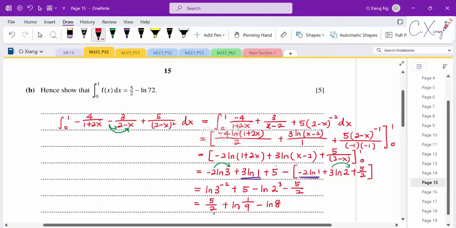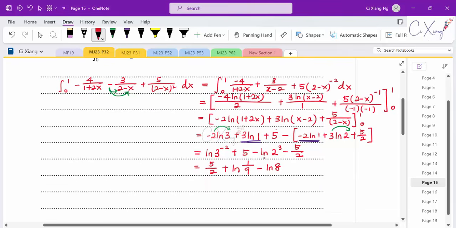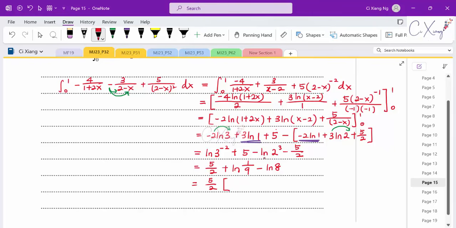If you have a look for this one, then basically you can see that I have 5 over 2, which is the correct answer already. Then for this part, we need to further simplify it. So how to simplify further? Okay, ln 1 over 9, I can write become ln 1 minus ln 9, when you separate them, right?